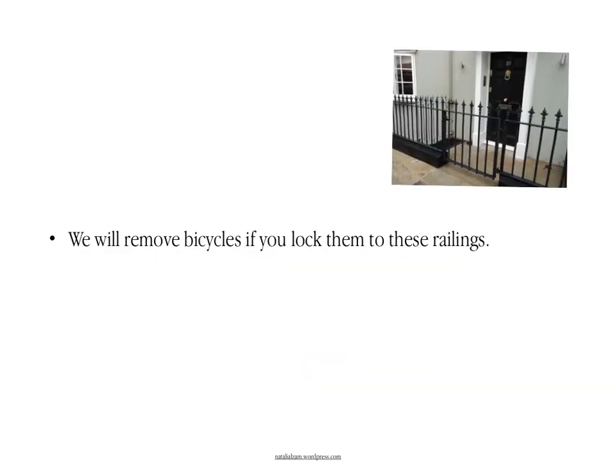Another example, you know that many houses in the UK have these railings, and sometimes people attach bicycles to them. So it's very easy to find signs warning people against locking their bikes against those railings. So they could say things like this: we will remove bicycles if you lock them to these railings. However, the important element here is probably bicycles. What's going to happen to bicycles?